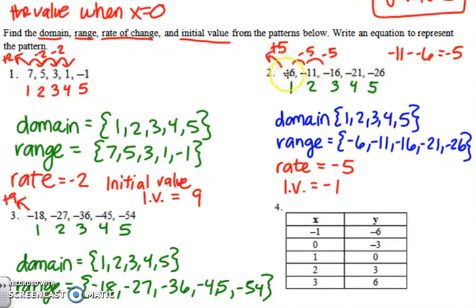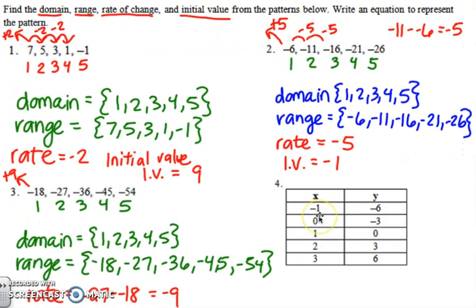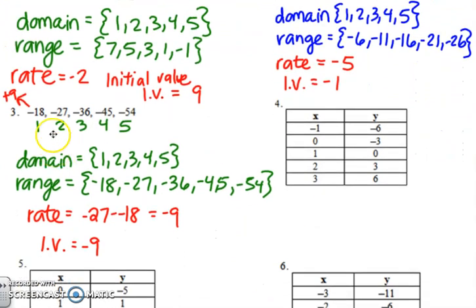To find your initial value, you had to do the opposite of a negative 5, which was add 5 to this number right here. Negative 6 plus 5 was a negative 1. On number 3, again, I added the domain 1 through 5. That will always be the case with the sequence. Your range will always be the numbers they give you.